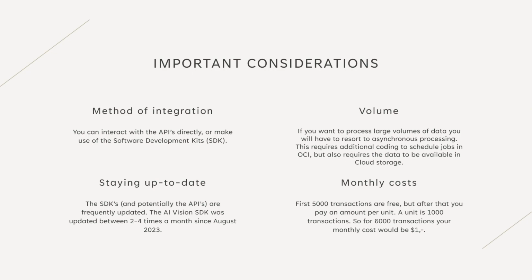Finally, the monthly cost for interacting with the AI services. Now, most of the AI services are free for the first 5,000 transactions, but after that, you will have to pay a price per unit. Now, a unit is defined as 1,000 transactions, but always make sure you validate what the cost will be for using the Oracle AI service using Oracle's cost estimator, which you can find online. Now, the example I'm giving here on the slide is for usage of the Vision OCR service. If I were to exceed 5,000 transactions a month, so I would buy 6,000 transactions, this would cost me $1.